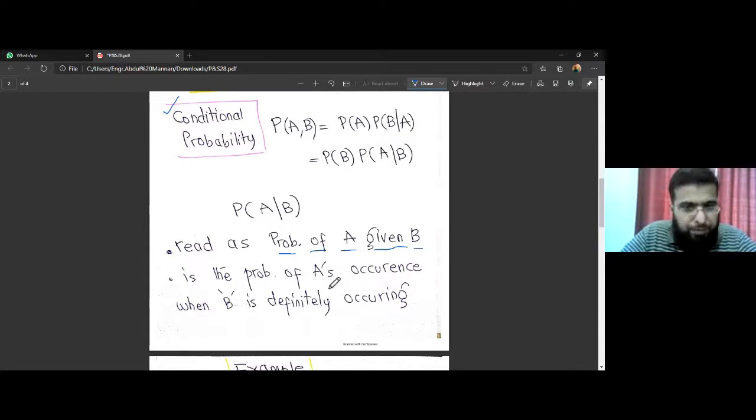And the probability of B given A, what would this probability physically mean? It is the probability of B occurring when A is definitely happening. So for A, we are sure that A is happening, but we have to find out the probability that B is happening at the same time too.